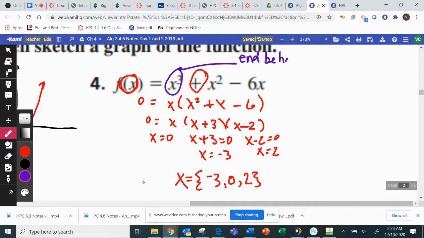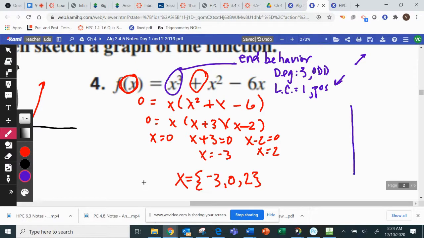The degree is 3, which is odd. The leading coefficient is 1, which is positive. So our end behavior looks like that. We've got an x-intercept at -3, at 0, and +2. And the ends look like this.